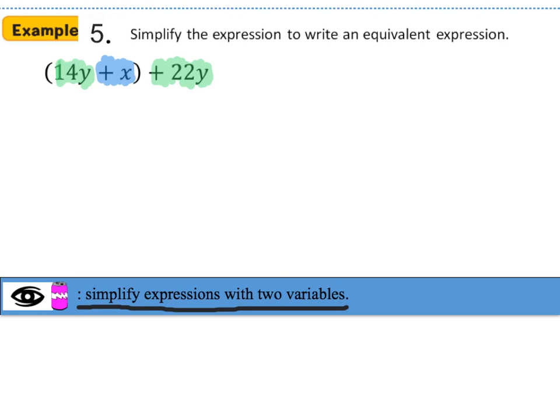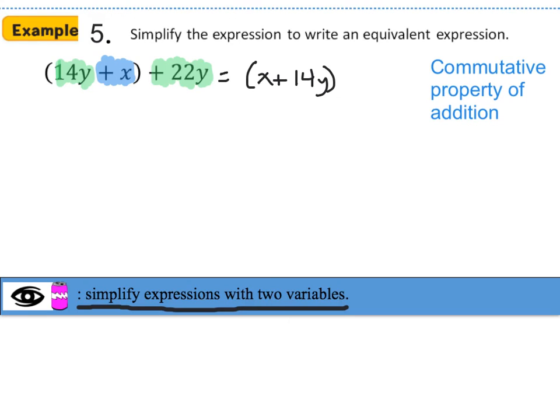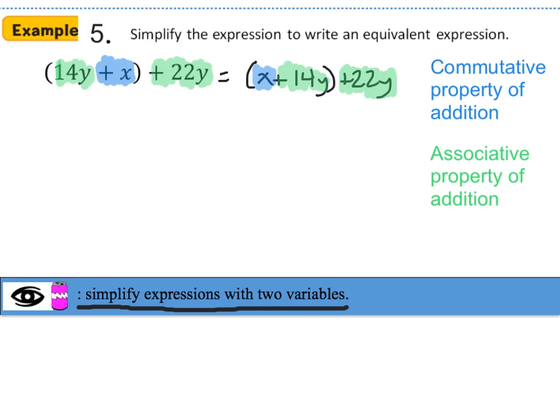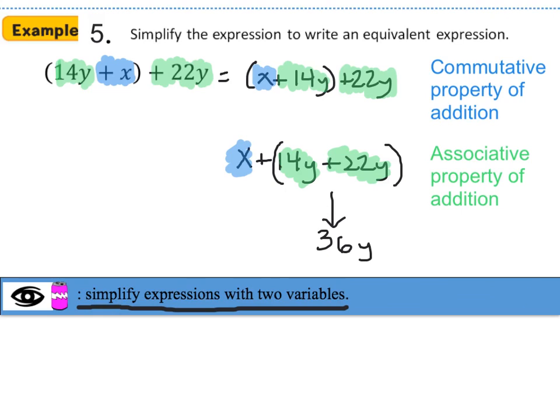So using the commutative property of addition, I can rewrite this problem to look like this. Parentheses x plus 14y, parentheses plus 22y. All I did was flip the order of the x term and the 14y term. So now using the associative property of addition, I can group the like terms and group the 14y plus the 22y. So now we can combine like terms to get 36y. And then we can drop down the x and the plus sign.